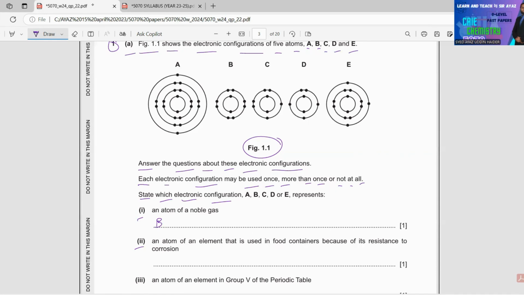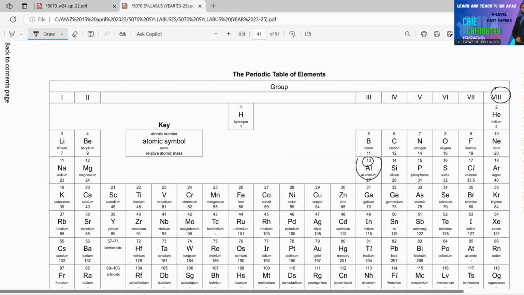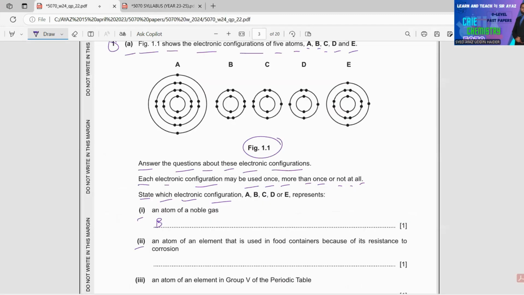So if you look at the position of aluminum, it's in period 3, which means it must have 3 shells and there must be 3 valence electrons in the third shell. In A, we are having 4 shells, so it can't be the right answer. B, C, D, all these 3 have 2 shells. E seems to be the correct answer because there are 3 shells and there are also 3 valence electrons in E. So E must be the right answer for part 2.